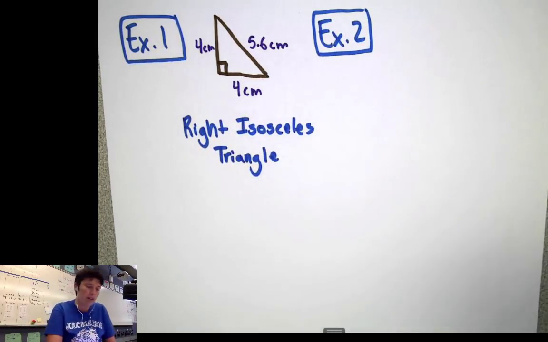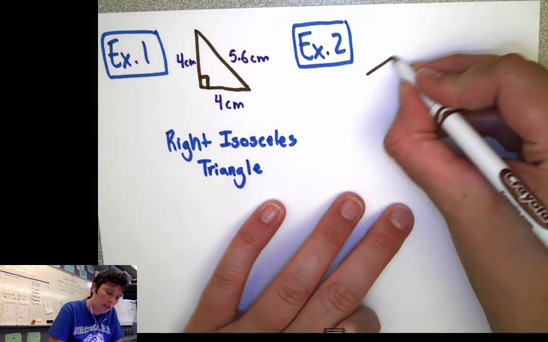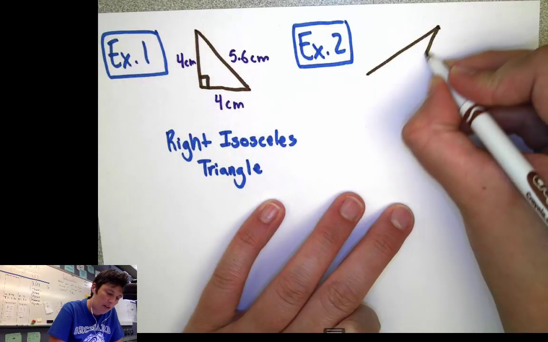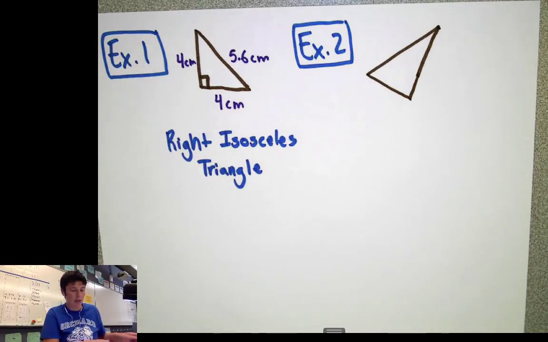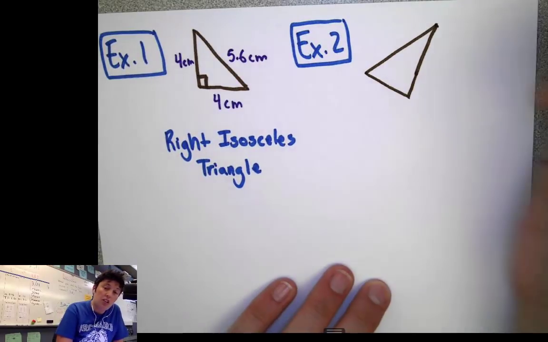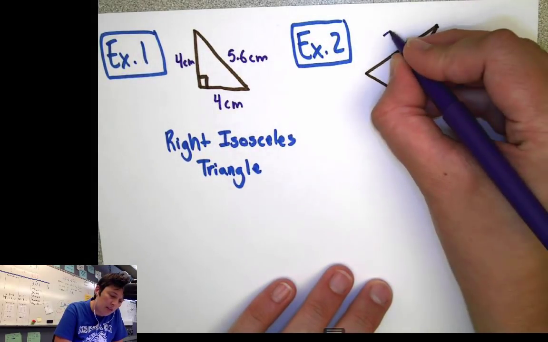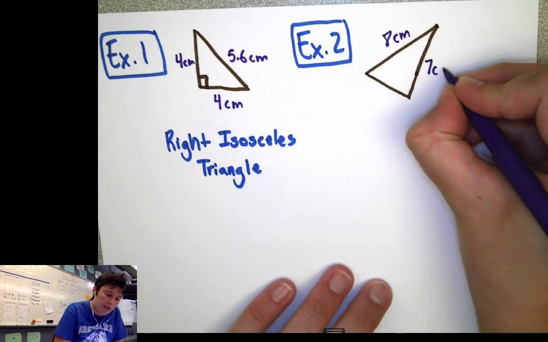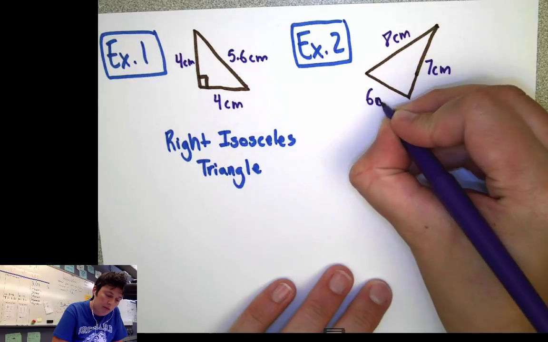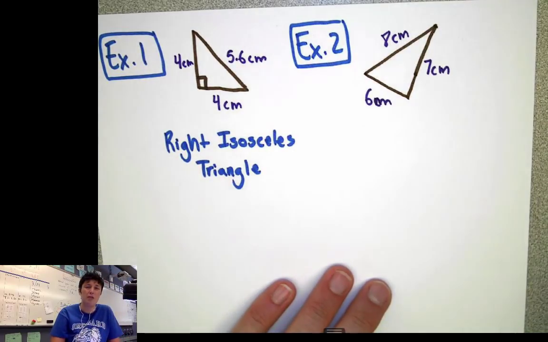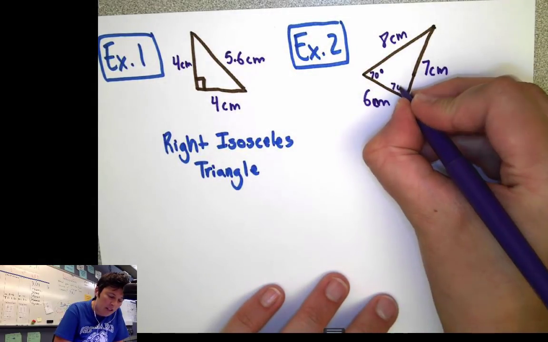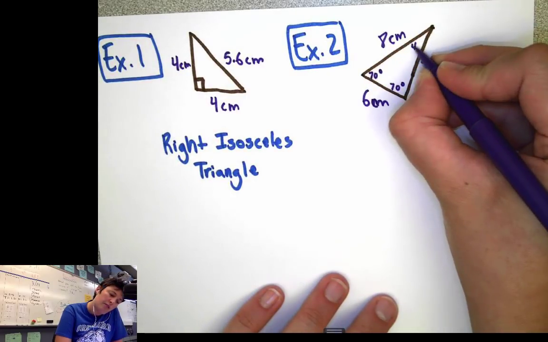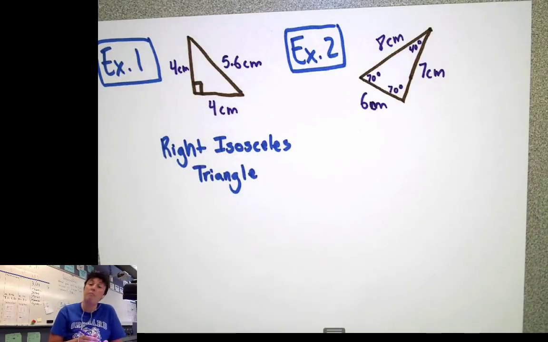Let's try another one. Let's do one more here. This time we're going to draw one that looks kind of like this. Something like that. And I'm going to tell you some information here. I'm going to tell you that each of these sides is 8 centimeters, 7 centimeters, 6 centimeters. I'm also going to tell you my angles here. I'm going to tell you that this is 70 degrees, 70 degrees, and up here in this corner it's 40 degrees. So somebody's gone in and measured this with a protractor, given us some numbers, and measured it with their ruler.